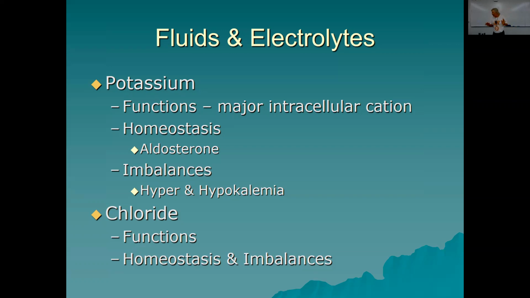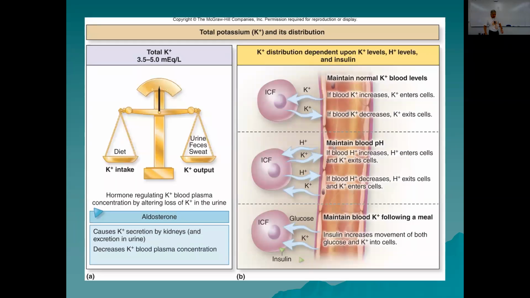Chloride functions just like sodium. Chloride always follows sodium, so it's the same thing as regulation of sodium. Here's potassium, and this is on page 1010. Potassium intake, potassium output: aldosterone causes K secretion by the kidneys and excretion in urine, and decreases potassium plasma concentration. And this is what happens if you have hyperkalemia.